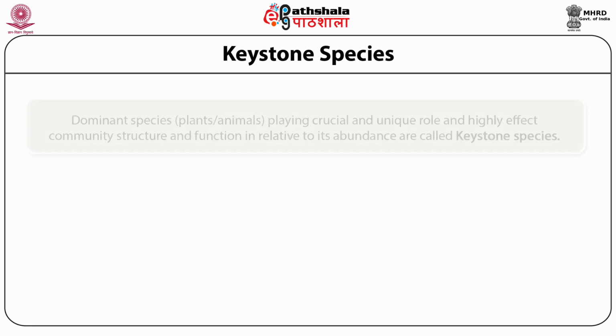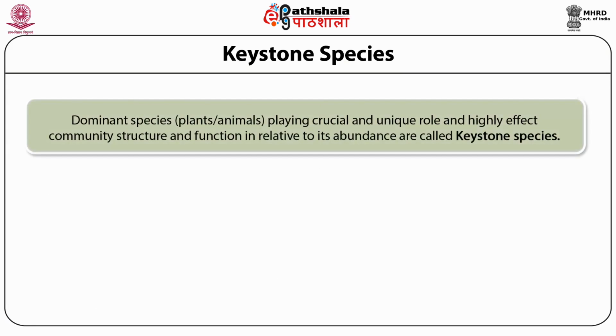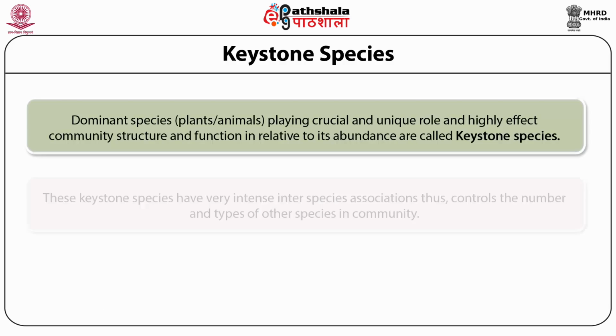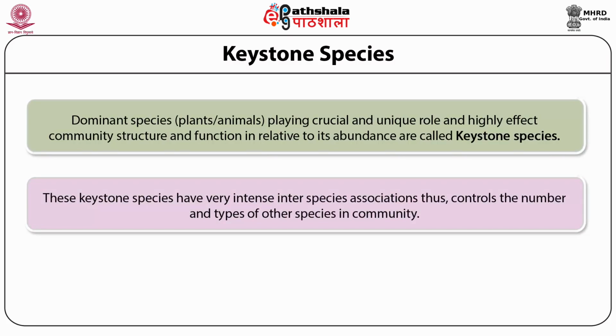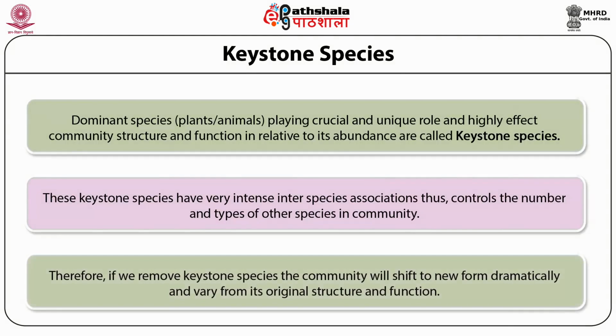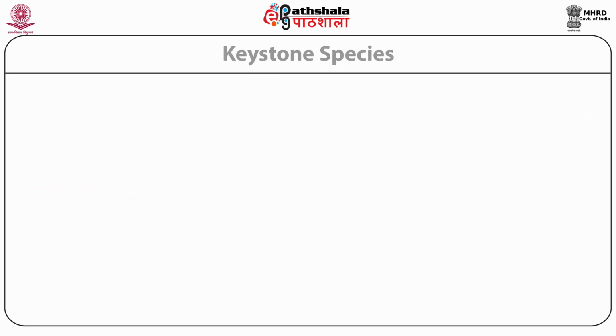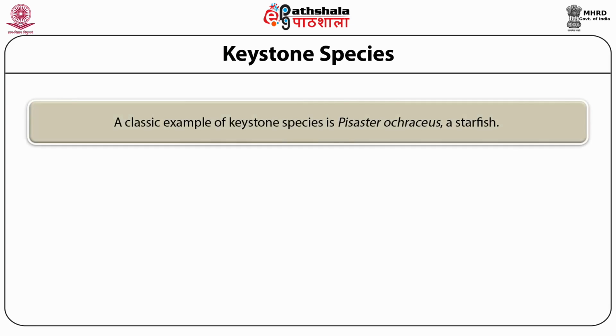Keystone species. Dominant species, plants or animals, playing a crucial and unique role in highly affecting community structure and function relative to their abundance are called keystone species. These keystone species have very intense interspecies associations, thus controlling the number and type of other species in the community. Therefore, if we remove a keystone species, the community will shift dramatically to a new form and vary from its original structure and function. A classical example of a keystone species is Pisaster ochraceus, a starfish.